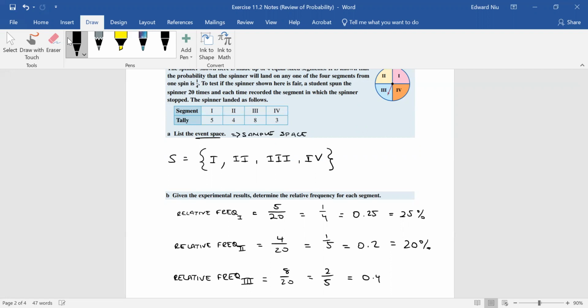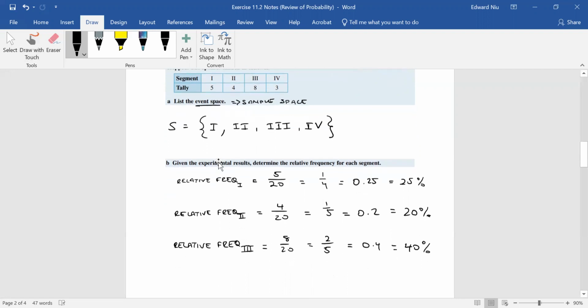So 0.4. How do we get these decimals? Just put 2 divided by 5 or 8 divided by 20 in your calculator. How do we get the percentage from a decimal? We multiply the decimal by 100. So 0.4 times 100 gets us 40%.